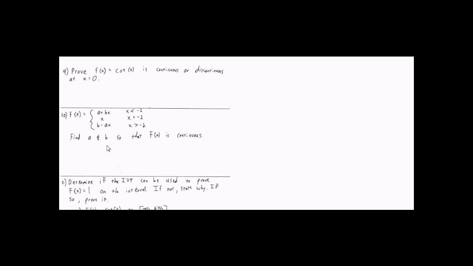Number 10, find a and b so f of x is continuous. Well, a plus bx is just a line, x is a line, b minus ax is also a line. So all three of these individually are continuous. The only thing we've got to worry about is where this thing breaks. So at negative 2, I've got to make sure the left side piece, which is a plus bx, equals the right side piece, which is really just this point here at x equals negative 2.